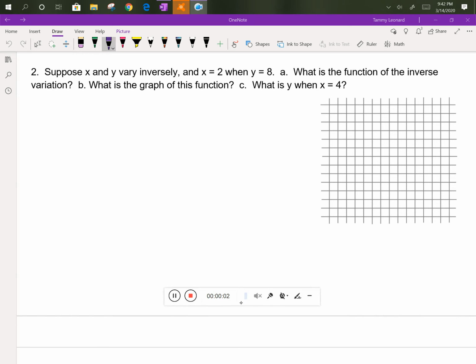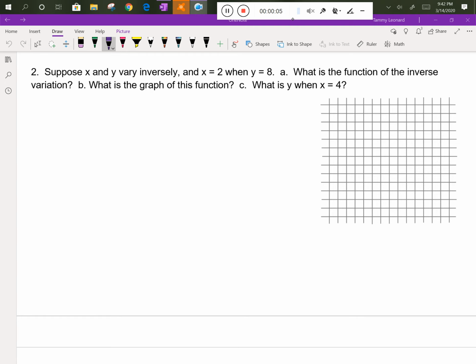In this problem, we're told that x and y vary inversely, and then we're given one specific point that's part of that relationship. So this part, telling us that x and y vary inversely, tells us that we have a function that looks like y equals k over x. And then this part that tells us when x equals 2, y equals 8, then we know that if y is 8, then x is 2. So if I solve that for k, I can see that the constant of variation is going to equal 16.